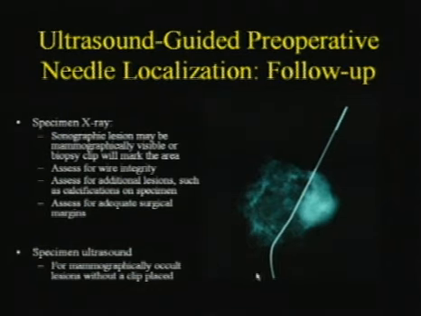We also check for wire integrity to make sure the tip of the wire is still in place and this wasn't accidentally lacerated and left in the breast. And it's also important to assess for additional lesions, such as unsuspected calcifications within the specimen. And some surgeons like you to check for adequacy of the surgical margin. This is actually pretty close to the surgical margin.